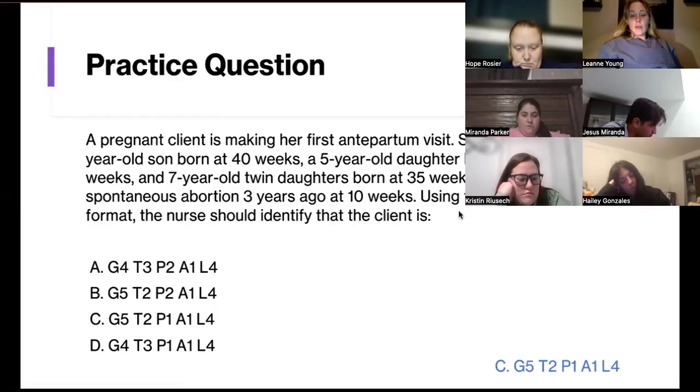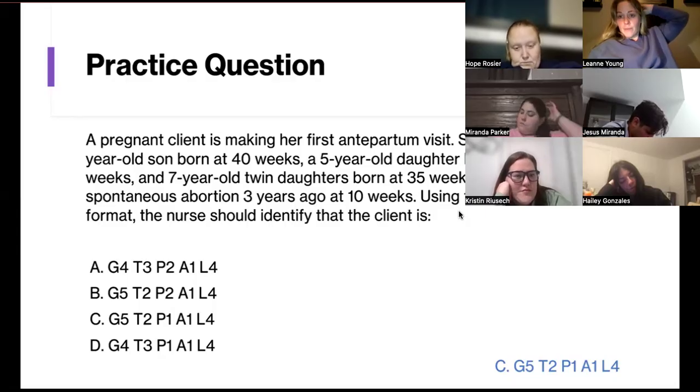And then her living would be 4 because that's the only time, like we kind of said, that we're going to count twins as separate, is when we're counting them as living children. But any other time, you're counting it as 1.